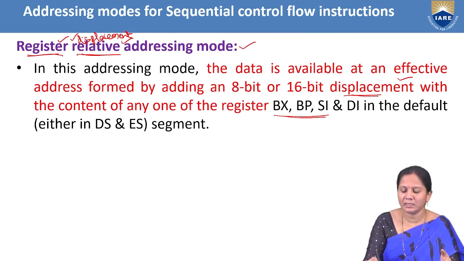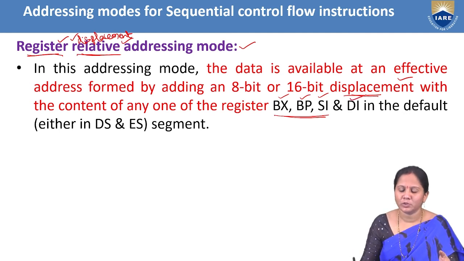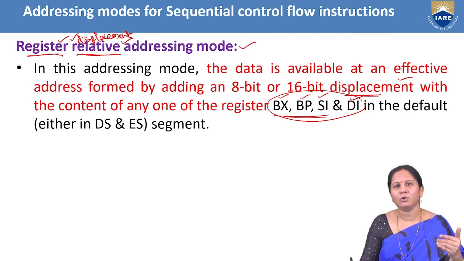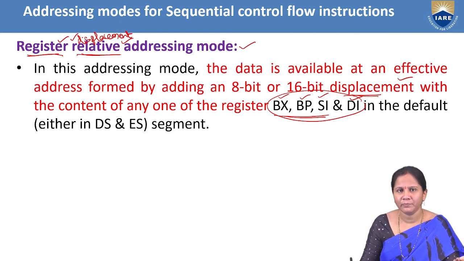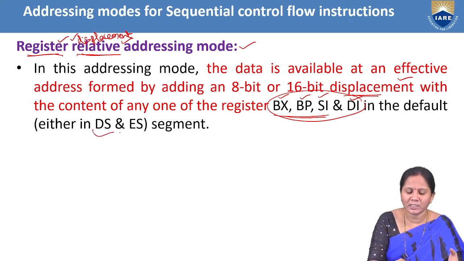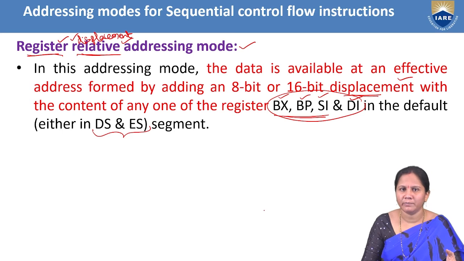So you can consider registers like the BX register, base pointer, source index, and destination index. All these registers you can use, and to these registers you can add 8-bit or 16-bit displacement. So totally we are going to get the offset address from this, and by default we will get the segment address from the data segment and extra segment in case of this register relative addressing mode.